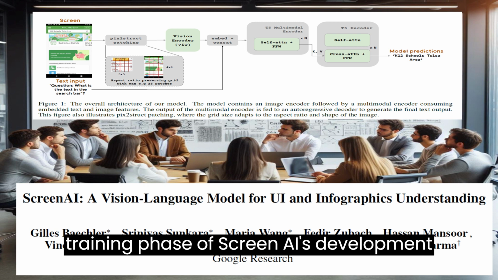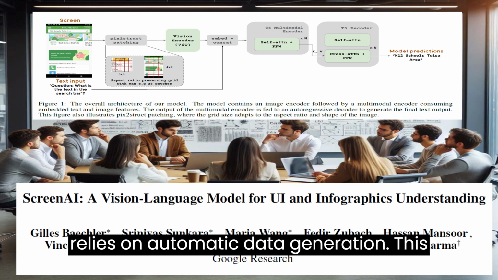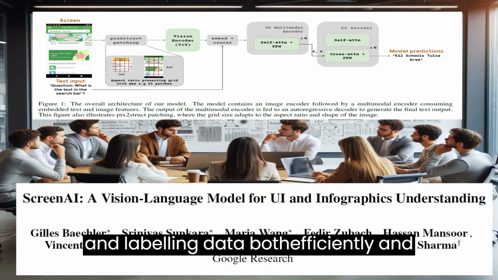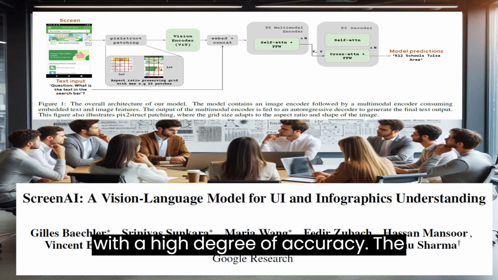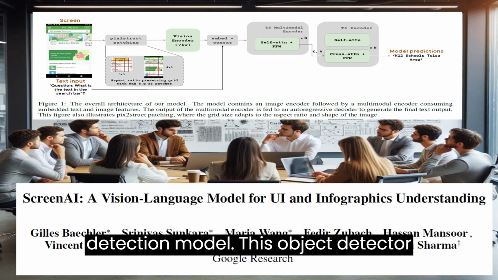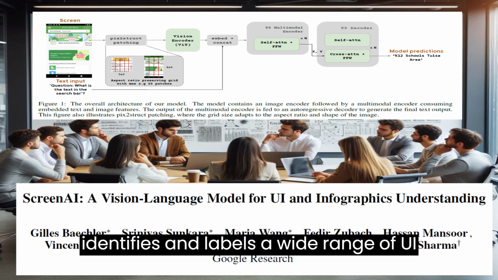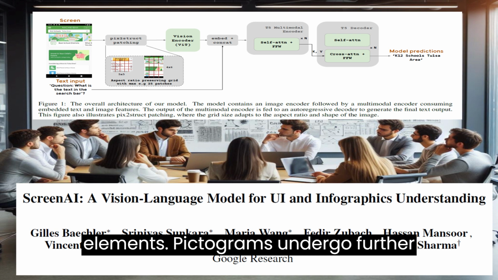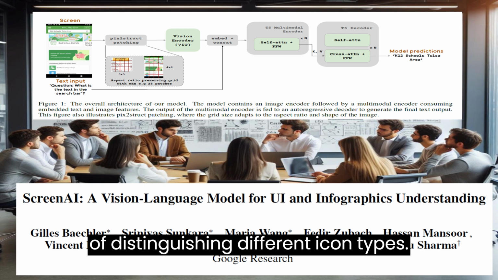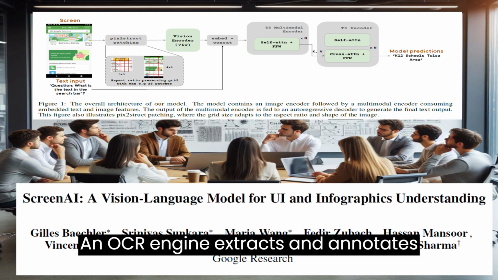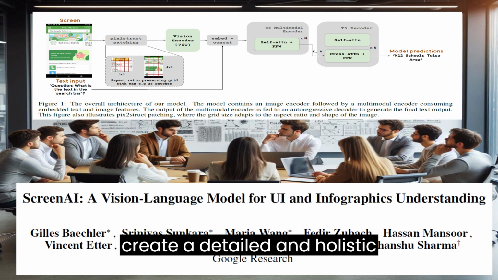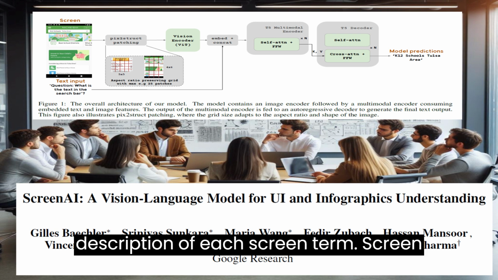The pre-training phase of ScreenAI's development relies on automatic data generation. This approach leverages specialized smaller models, each adept at generating and labeling data both efficiently and with a high degree of accuracy. The cornerstone of the annotation process is a layout annotator based on the DETR detection model. This object detector identifies and labels a wide range of UI elements. Pictograms undergo further analysis using an icon classifier capable of distinguishing different icon types. An OCR engine extracts and annotates textual content on the screen. Finally, all these annotations are combined to create a detailed and holistic description of each screen, termed screen schema.